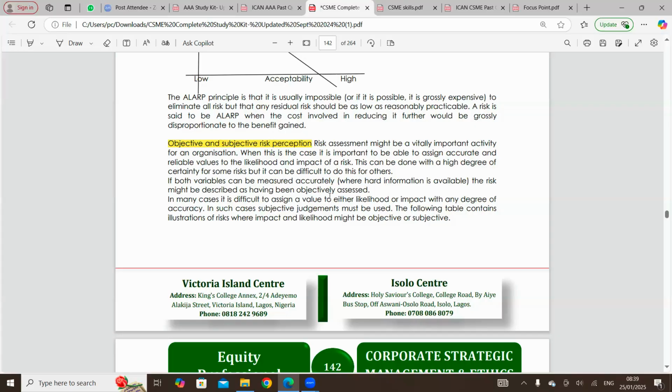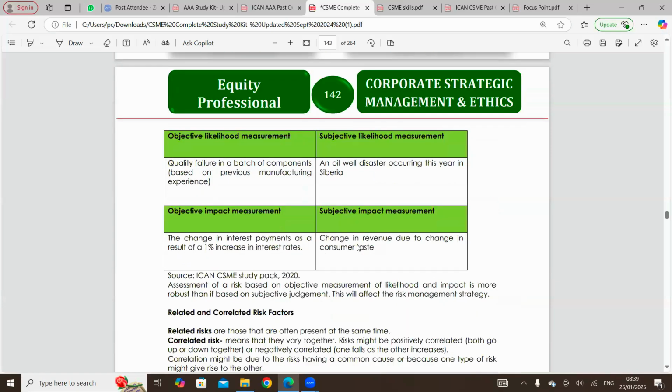So objective and subjective risk perception is just trying to say that before we can know how exactly we want to deal with a risk, we must be able to put in figures how that risk is affecting our business, right? So when they say that a risk is objective, it means that we can put in direct figures the amount of loss that has happened. Let's say you produce 100 of an item and 10 of it is bad. It is safe to say, okay, for every production, we have to estimate that 10% will be bad, because 10 over 100 is worth 10%.